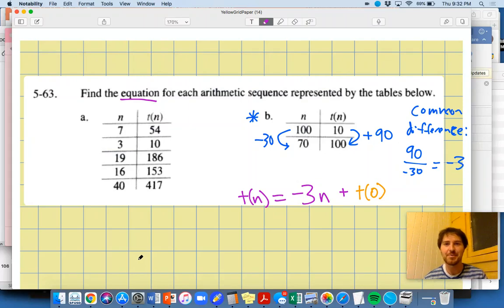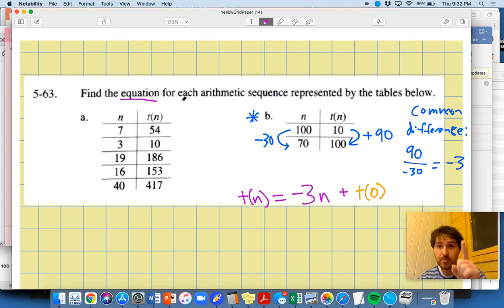All right, hey there. Somebody asked about question 563, part B. They wanted to know how to get the starting value, or not really the starting value, how to get term zero. So you might remember from today's class that there are really two things that you need to find to get an arithmetic sequence's equation.